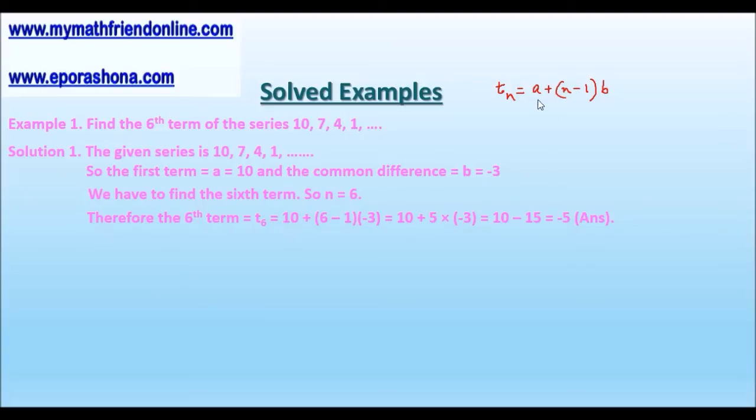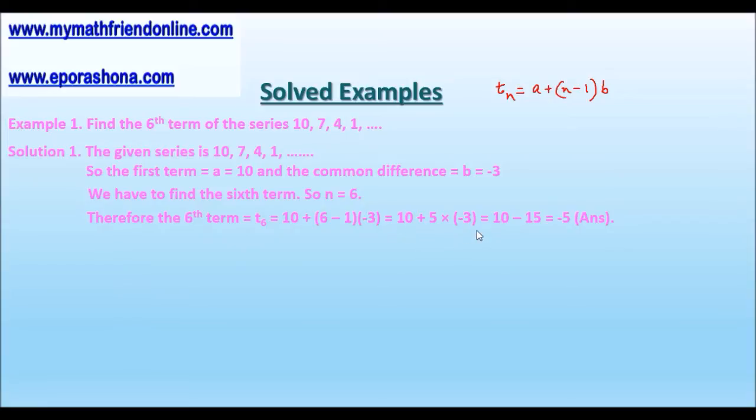And for A, we are putting 10, plus n is equal to 6. For n, we are putting 6 minus 1. And for B, we are putting minus 3. So this is equal to 10 plus (6 minus 1), which is 5, multiplied by minus 3.